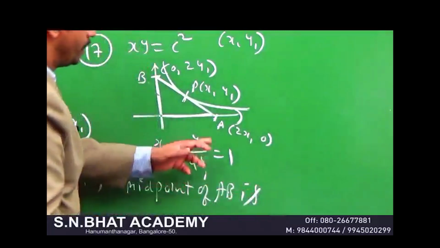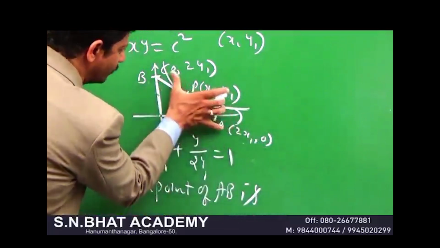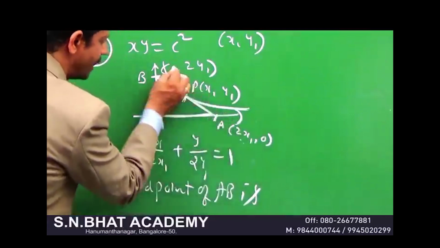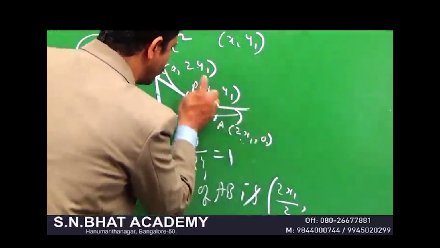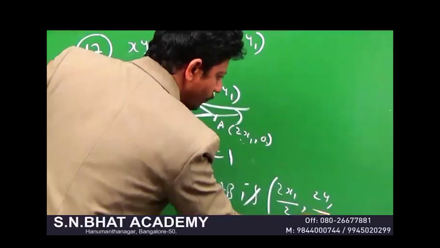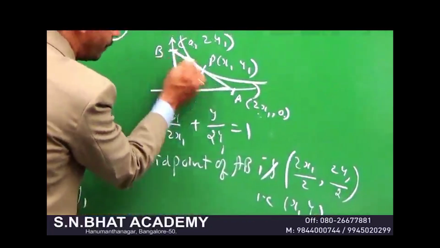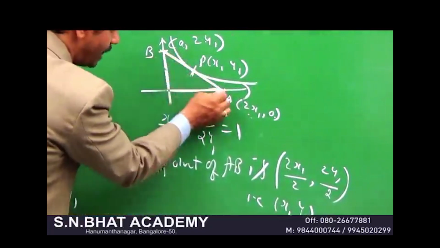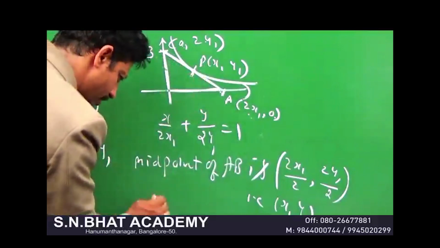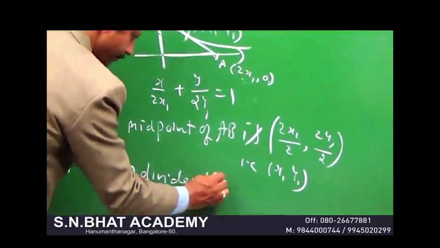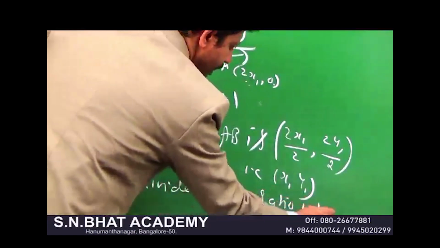So what is the midpoint formula? Sum of the x coordinates divided by 2. Here the x coordinate is 2x1, here it is 0. Add them: 2x1 plus 0 gives 2x1 by 2. Add the y coordinates: 2y1 plus 0 is 2y1 by 2. That is (x1, y1), which is nothing but P. That means the midpoint of AB is P. P is the midpoint of AB, so P divides AB in the ratio 1:1. That is the required answer.